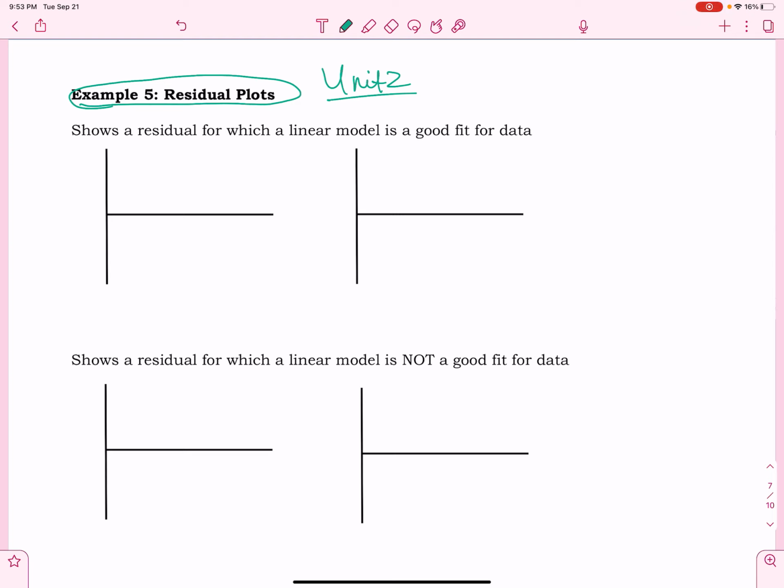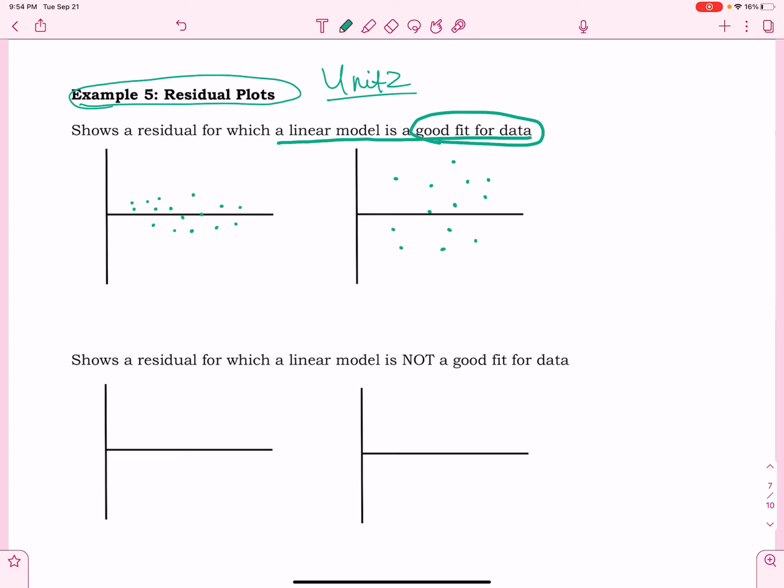So let's say I've got a residual plot that looks like this. Okay, there's not really any form here. There's no parabola, there's no line, nothing like that. Another good example of a linear model that would be a good fit, something like that. So it can be not very scattered and still be random, or it can be a big cloud of points like this. So these are residuals for which the linear model is a good fit for the data.